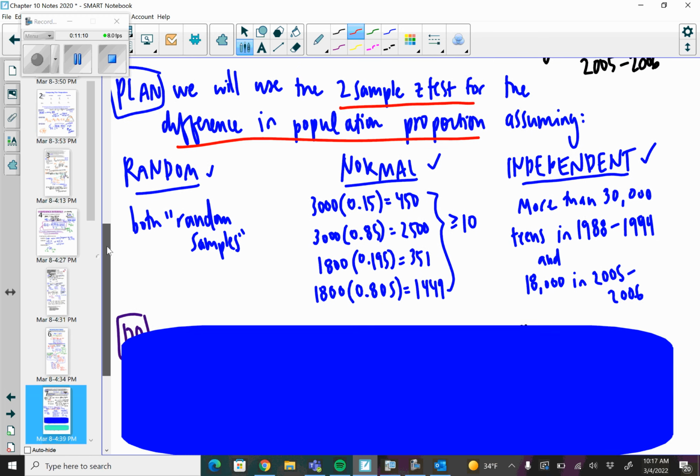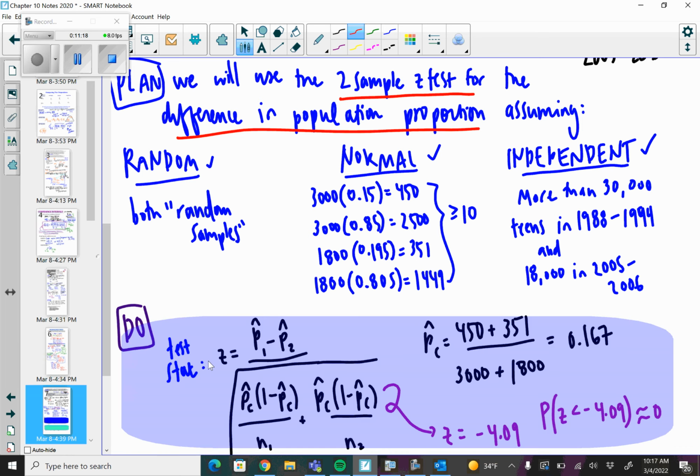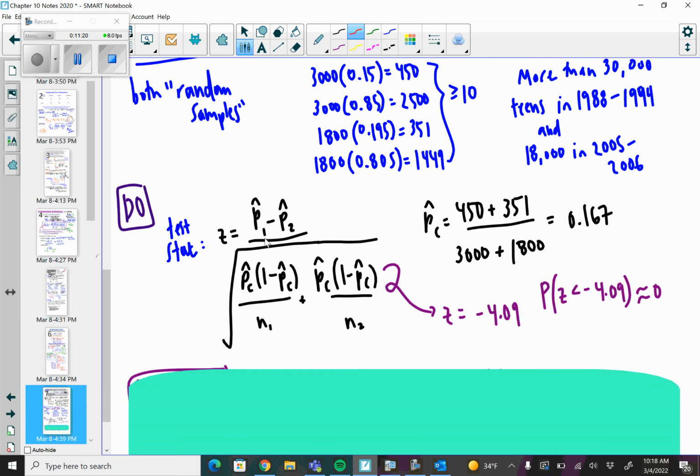Checking our conditions in our plan, we're good to go for the do, and this is the piece that I want to study or look at a little bit more. In our do, we need to calculate our test statistic, or statistic minus parameter, our parameter being 0, all over the standard deviation. Now, we need to calculate this pooled proportion, which is going to be this work right here.